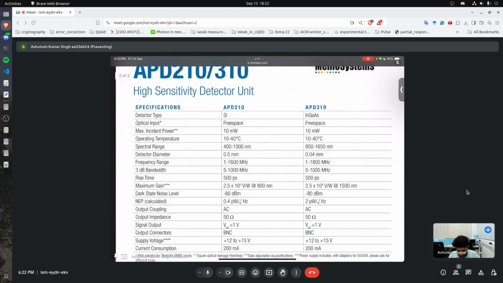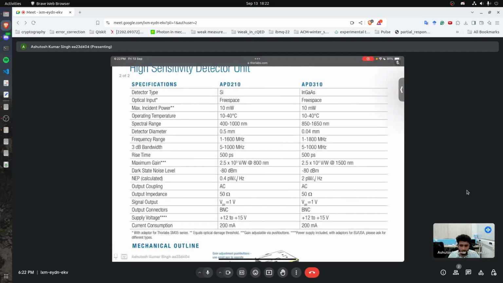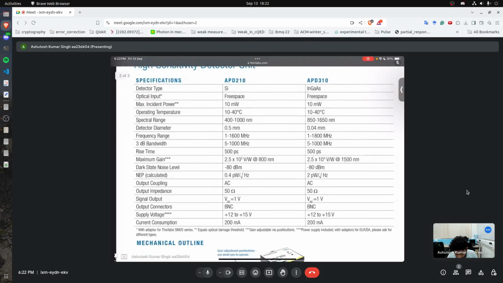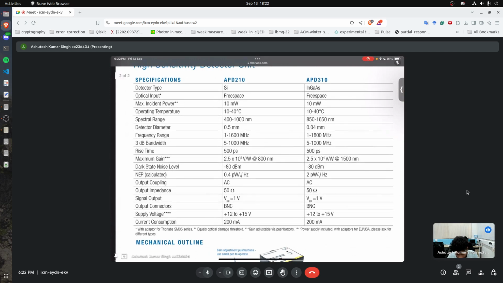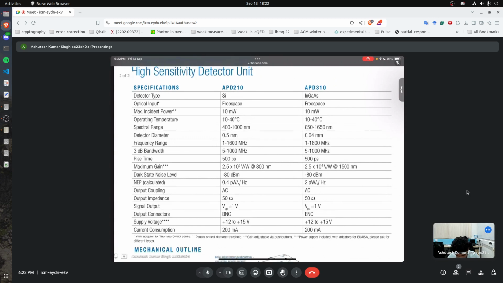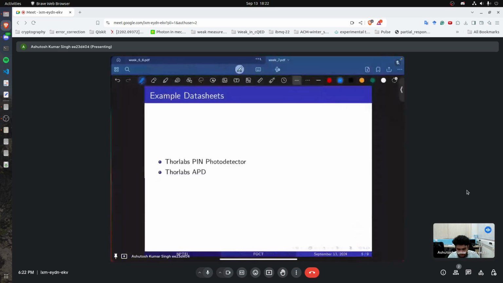So reading these data sheets is important because it will give you factors such as NEP. NEP you can see here is calculated as 0.4 picowatts per root hertz, and this is 2 picowatts per root hertz. All of these are AC coupled with an output impedance of 50 ohm. Signal output is 1 volt, and the connector output is BNC. BNC is a usual RF connector that can go up to 2 gigahertz. And this is how you take a look at the data sheet and see what the NEP is.